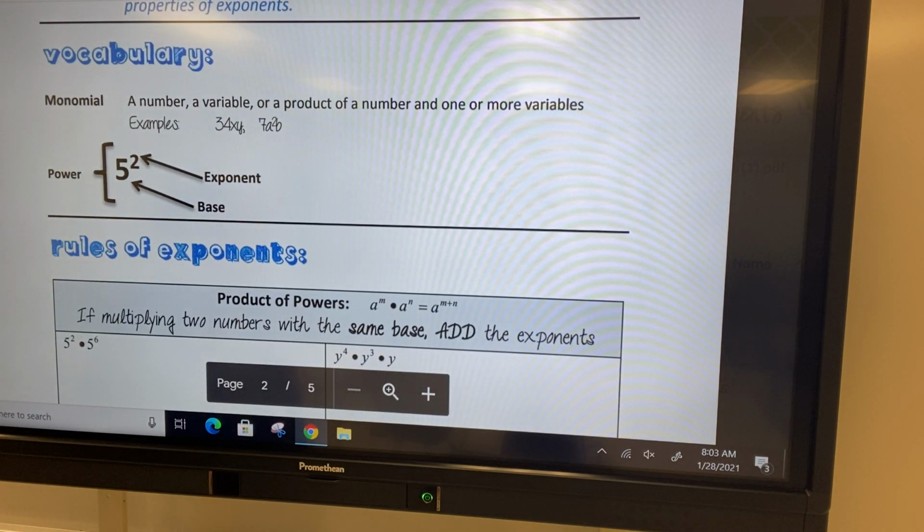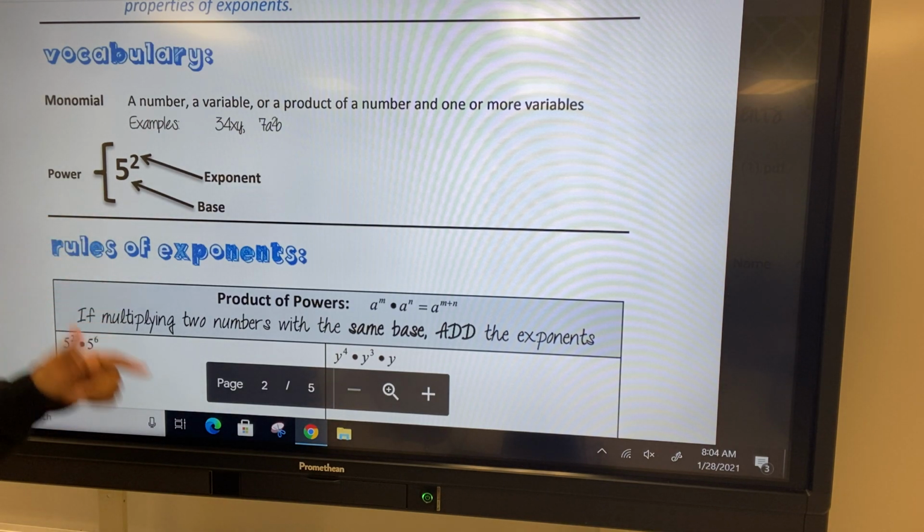So these are the parts of the exponents that you need to know. There's two main components, which is the base, which is the larger number, and then the smaller number, which we call the exponent. And the whole thing together is called a power. And so what the exponent does is it tells me the number of times to multiply the base.